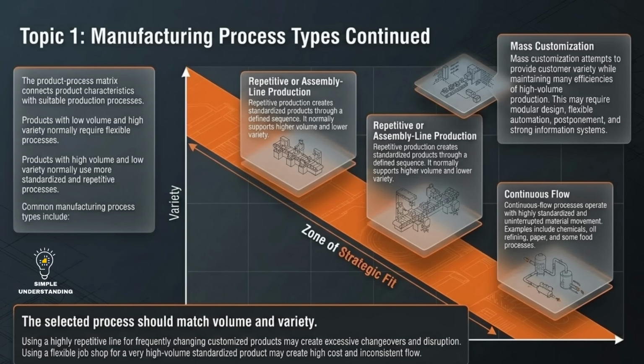The selected process should match volume and variety. Using a highly repetitive line for frequently changing customized products may create excessive changeovers and disruption. Using a flexible job shop for a very high-volume standardized product may create high cost and inconsistent flow.